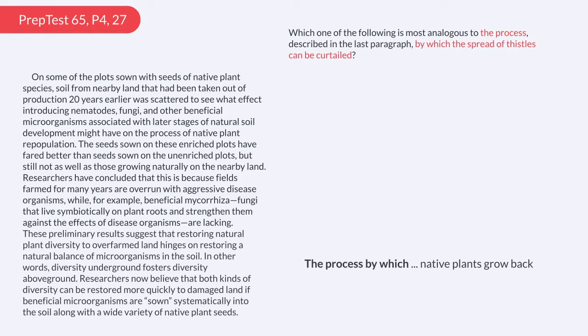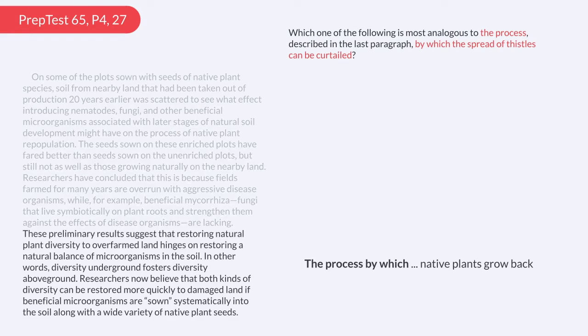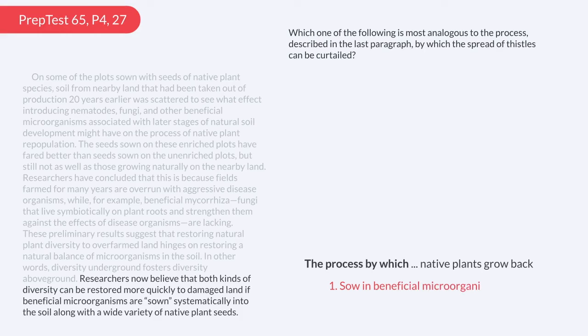All right, paragraph 3. How do we get these native plants to grow back? We know the last few sentences are where they described the process we're going to use going forward. The last sentence itself is probably the most specific. We should sow in beneficial microorganisms along with planting this wide variety of native plant seeds. All right, so the process is systematically sowing beneficial microorganisms along with a wide variety of seeds.